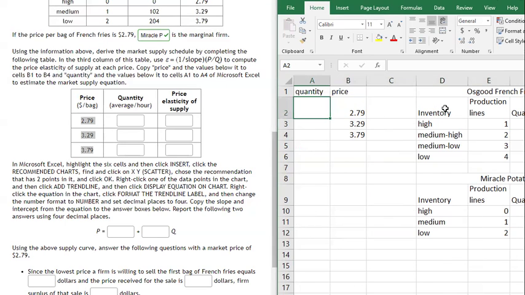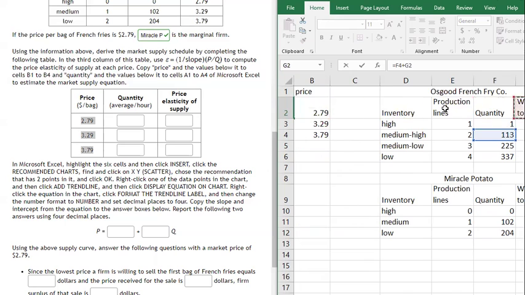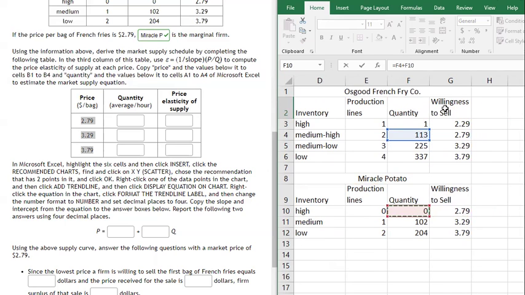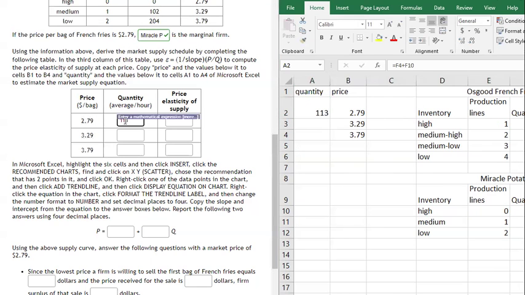Okay, now to get the quantity supplied in the market, we have to ask some questions. How much is going to be supplied by both firms when the price is $2.79? All right, so I'm going to type equal in A2, and I'm going to come over here. I'm going to find $2.79. At 2.79, Osgood is going to supply 113. At 2.79, Miracle Potato is going to supply 0. So the total quantity supplied is 113.